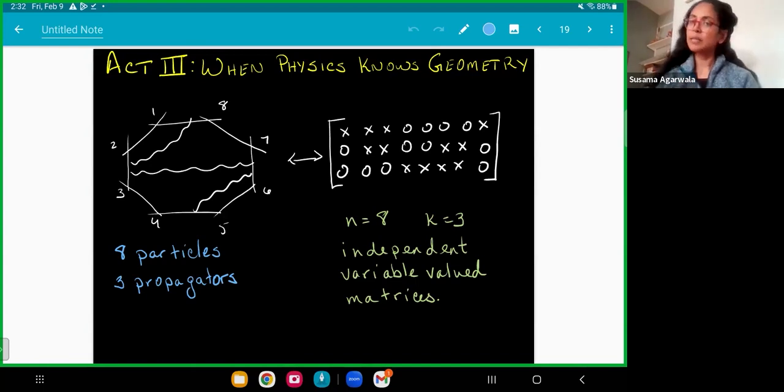So that takes me to Act 3. When the physics knows the geometry. So the physics here was the Feynman diagrams that we were talking about in particle interactions. And the geometry is if you go back to the positroids, and we talked about each positroid corresponding to this geometric space.